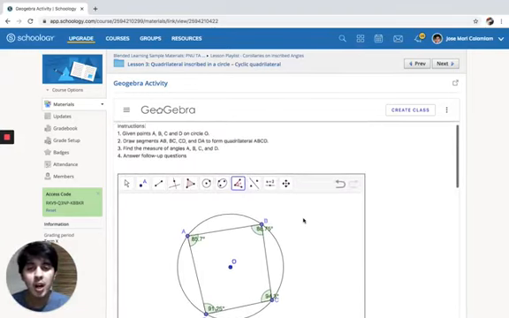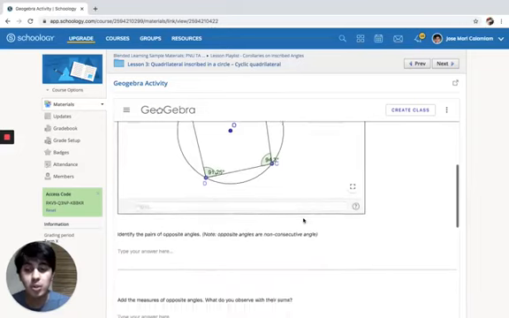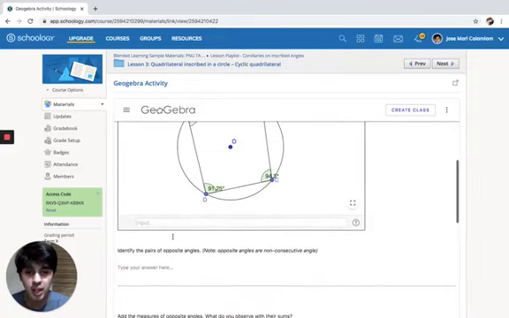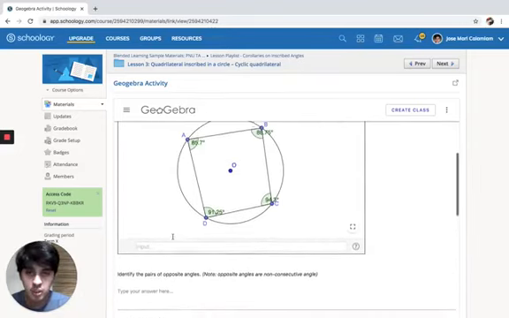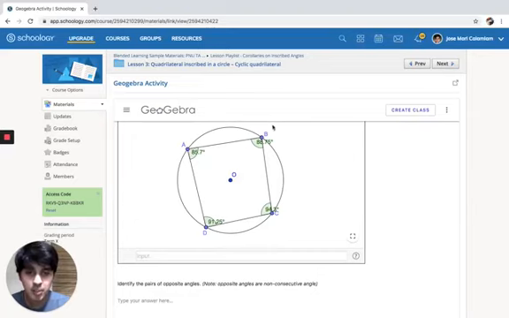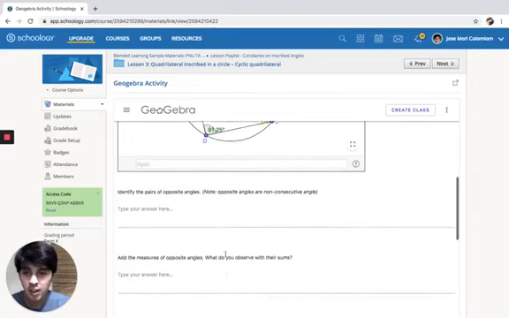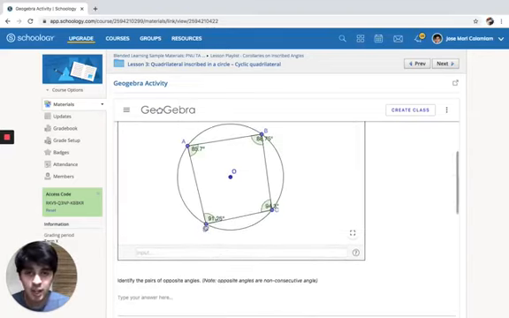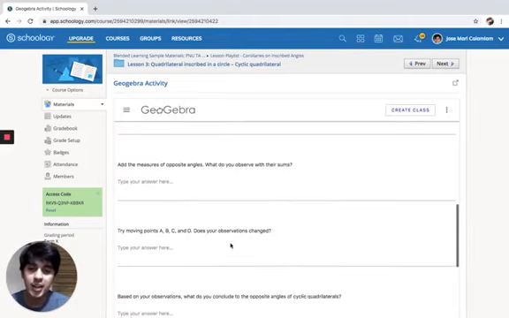Now, given those angles, they will answer the follow-up question. So identify the pairs of opposite angles. So opposite angles, let's say angle D and B, and then add the measures. If they add them, they will realize that the sum is equal to 180.